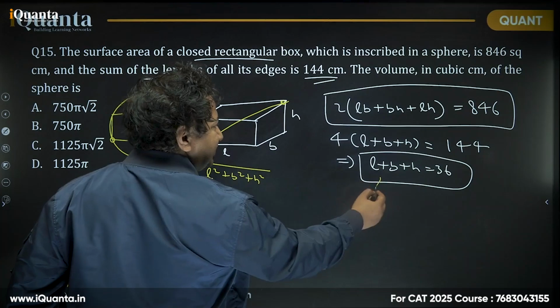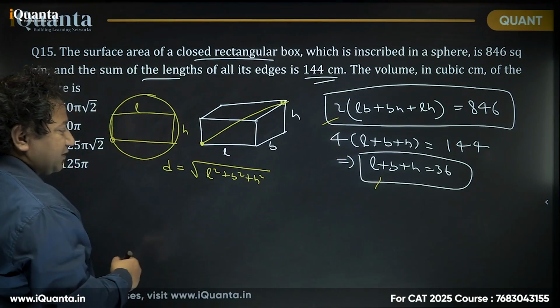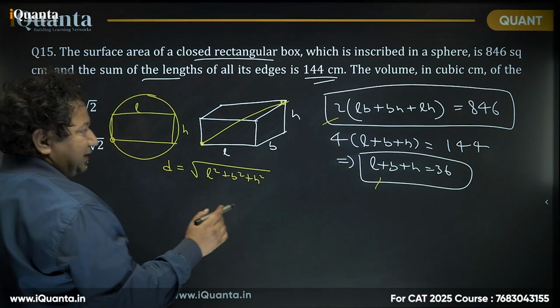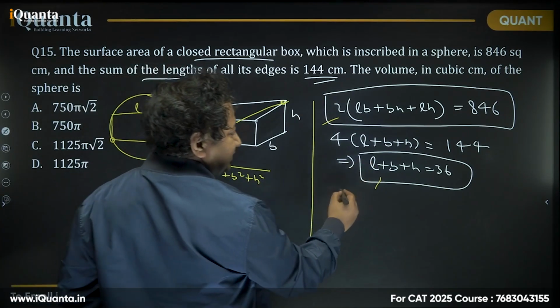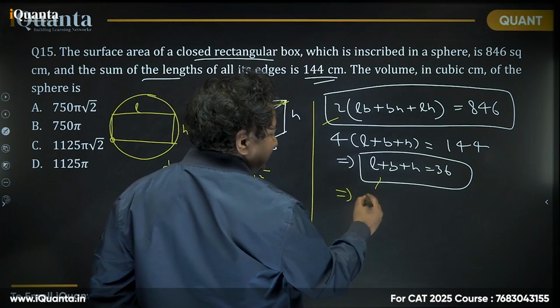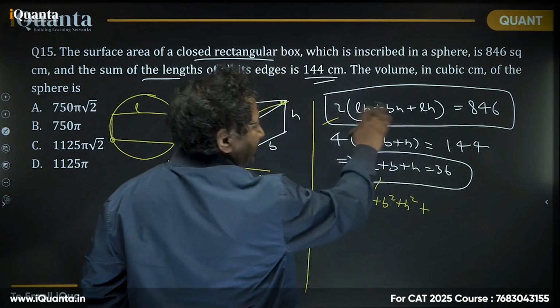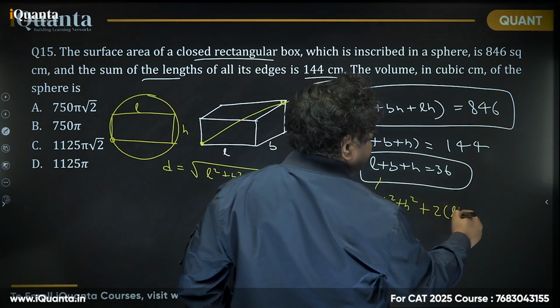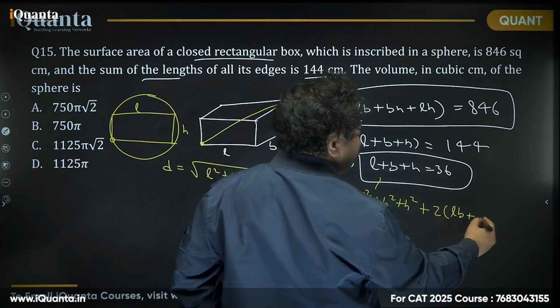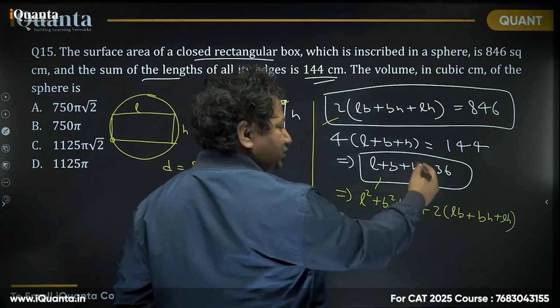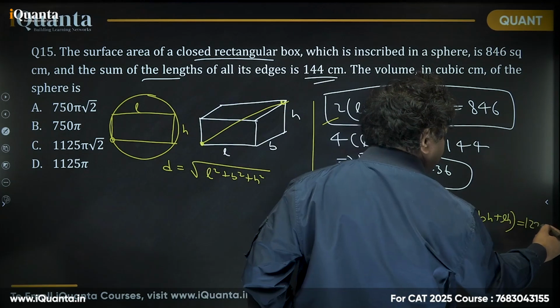Because we have this, we also have this. If I take the square on both the sides, I'll have L square plus B square plus H square plus 2 times (LB plus BH plus LH), that is the formula for it. And this is equal to 36 square, which is nothing but 1296.